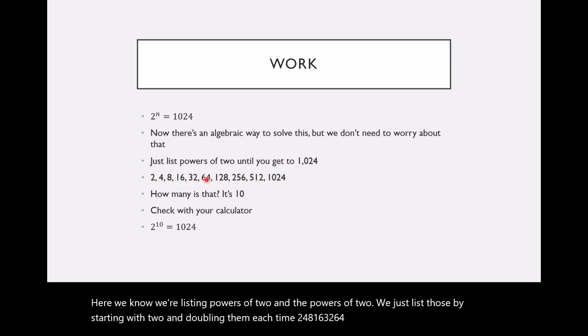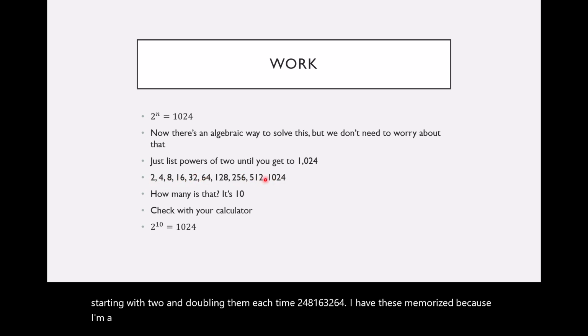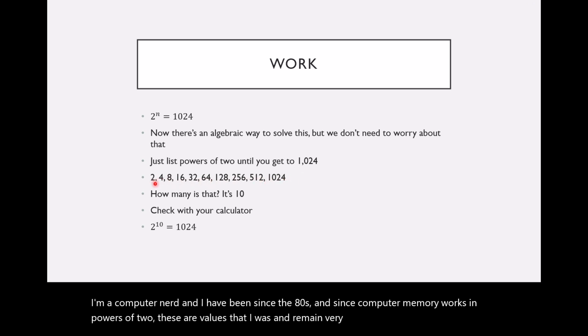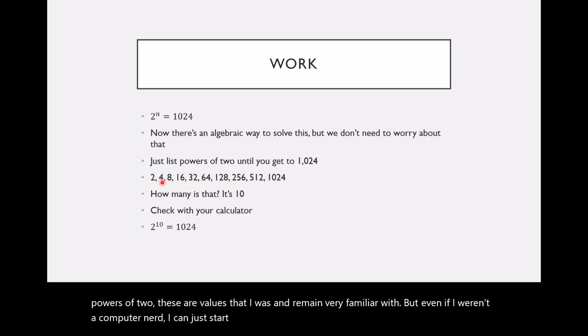I have these memorized because I'm a computer nerd, and I have been since the 80s, and since computer memory works in powers of 2, these are values that I was and remain very familiar with. But even if I weren't a computer nerd, I can just start and double, multiply by 2 each time. And I stop when I get to 1,024, and then I count.